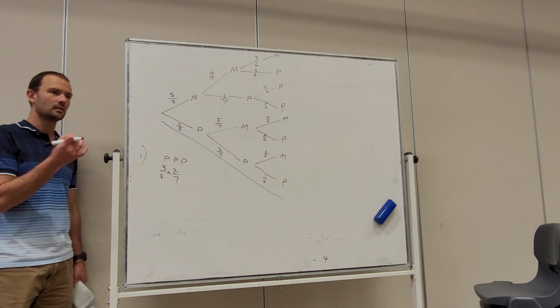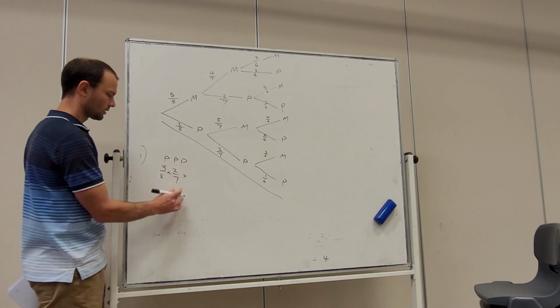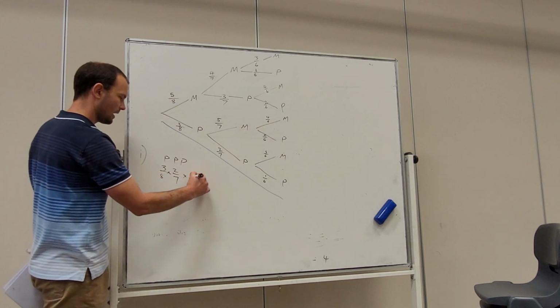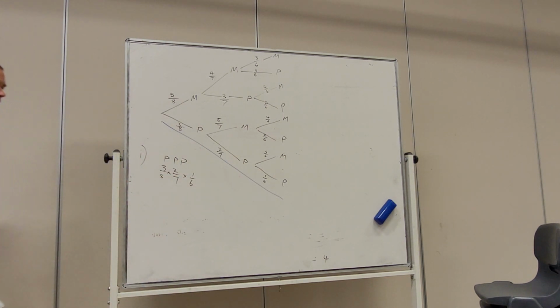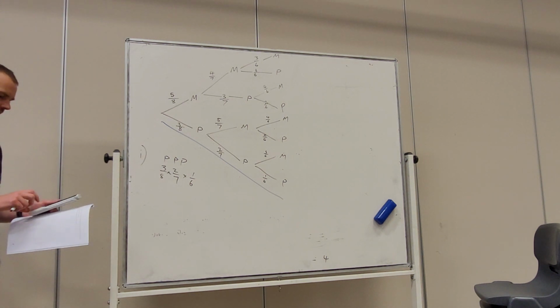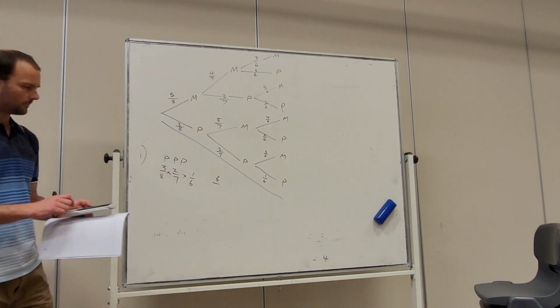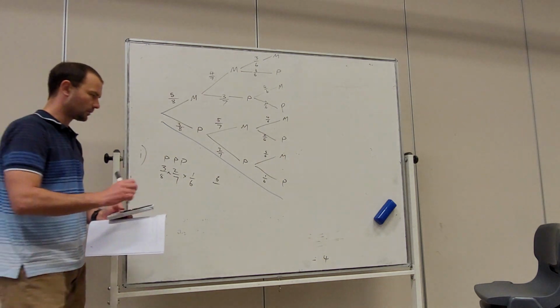And 1 on 6. So 3 times 2 times 1, over 8 times 7 times 6. You can multiply at the top, 3 times 2 times 1, we'll have 6 at the top, and at the bottom, 56 times 6, we'll have 336.